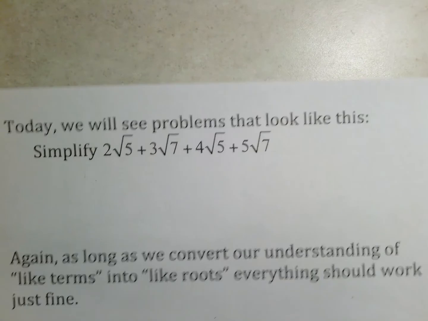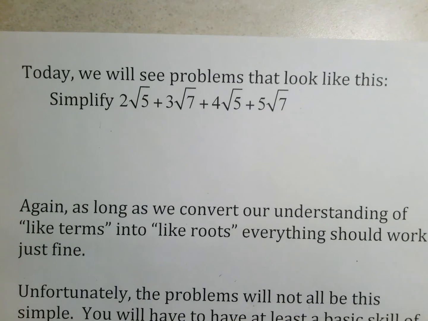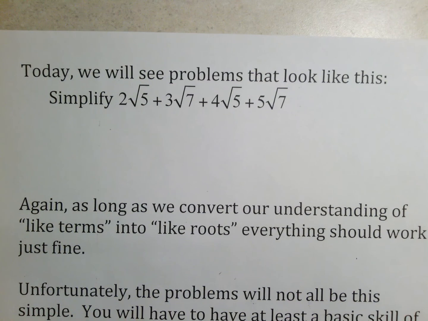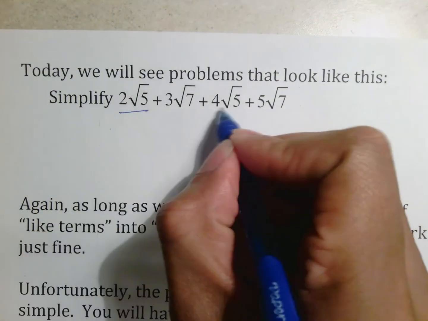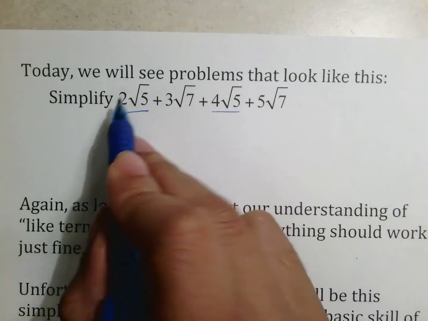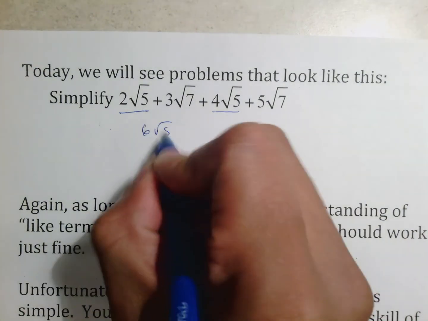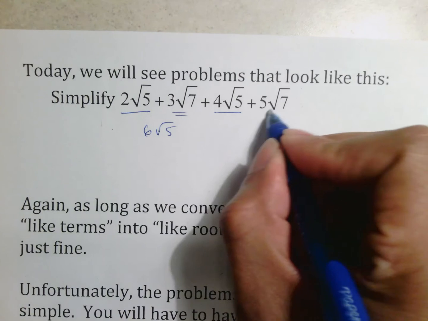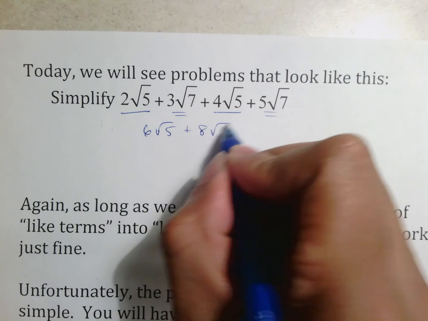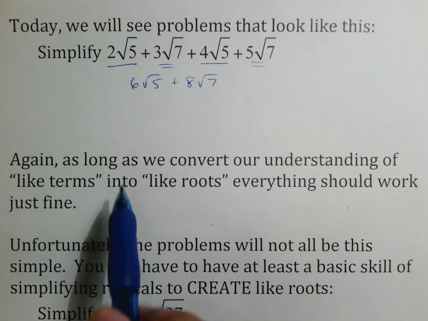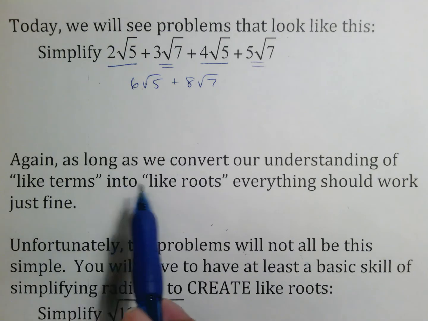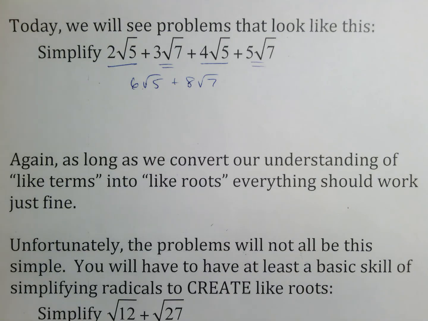So if you take that to what we're doing today, the problems that we have today are going to look like this, where we'll have 2 root 5, 3 root 7, 4 root 5, 5 root 7. I can only put this root 5 with another root 5. 2 of these and 4 of these make 6 root 5's. 3 root 7, 5 root 7 make 8 root 7. Again, the roots stay the same. The only thing you're doing is combining like roots. Just like you combine like terms, you are combining like roots. So again, as long as we convert our understanding of like terms into like roots, everything should be just fine.